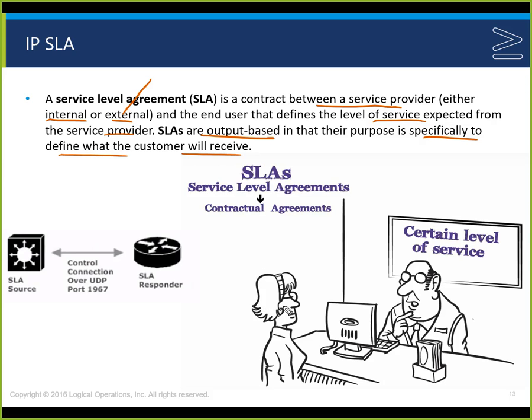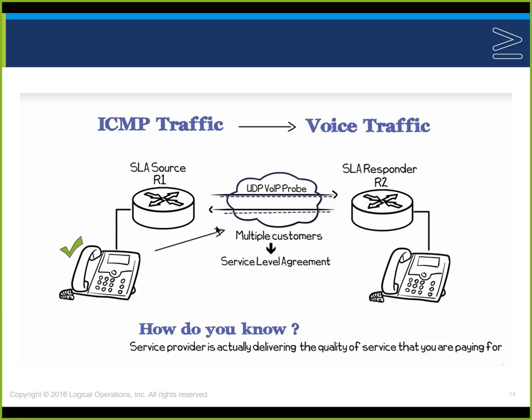So they are contractual agreements that specify service level, and usually we're concerned about bandwidth, we're concerned about response time, delay, ICMP traffic, voice traffic, UDP, voice probe. These are the different things that we can use. ICMP traffic in these things, a UDP VoIP probe.